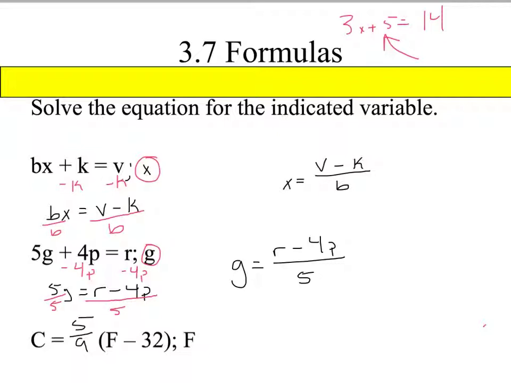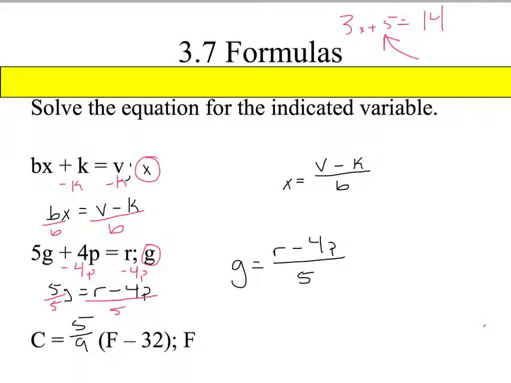It says C is equal to 5/9 times F minus 32. Hey, where have we seen that? That's our equation for Celsius. So now we're solving for F, we're solving for Fahrenheit. If I'm given a Celsius degree, I will be able to figure out what it is in Fahrenheit. So here we go.